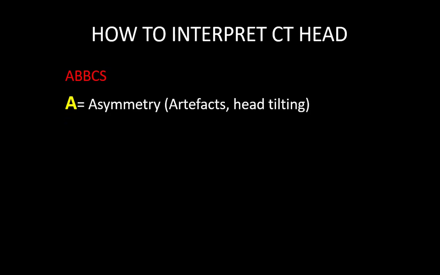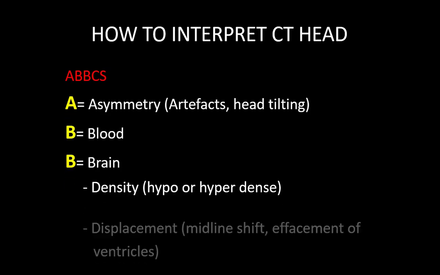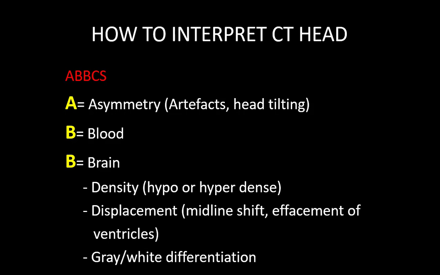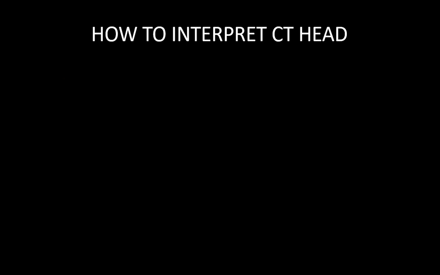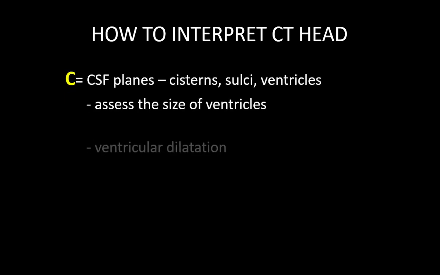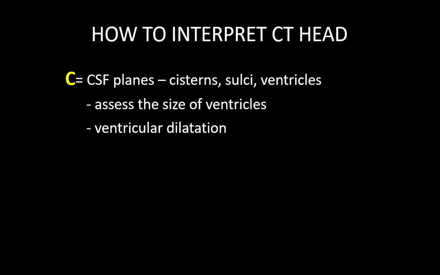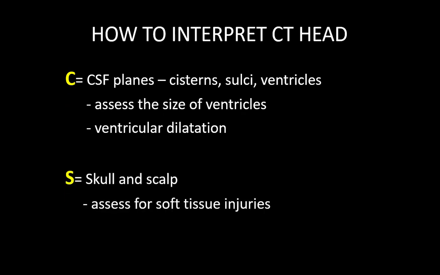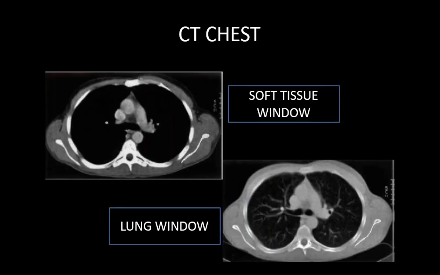So how to interpret a CT? You have to follow a mnemonic, ABBCS. A is for asymmetry, B for blood, B for brain. In the brain you have to look for the densities, whether hyperdense or hypodense, any displacement, midline shift, and whether gray-white differentiation is maintained or lost. C is for CSF planes: you look for cisterns, sulci, ventricles, assess the size of the ventricles, and look for dilatation. And then S is for skull and assess for any soft tissue injuries.